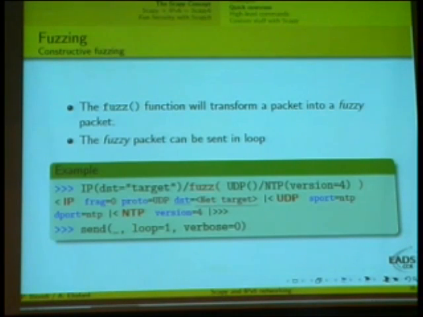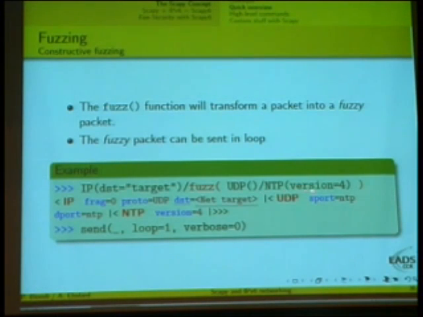Other fun stuff is fuzzing. This is done using the fuzz function so that you can make a packet become fuzzy. In fact, it will replace the default values by random values, except those that need to be calculated like the checksum. So you can send very strange packets that look corrupted, but the checksum will be correct, for example, or the length will be correct. If you want the length or the checksum to be incorrect, you have to tell them to be random, like we did for the version.